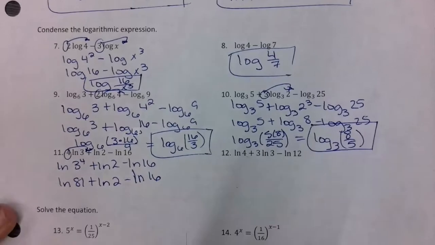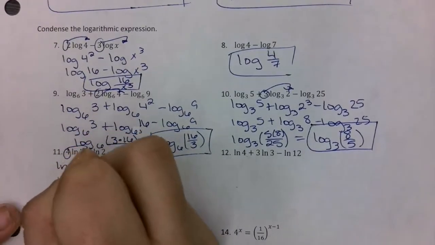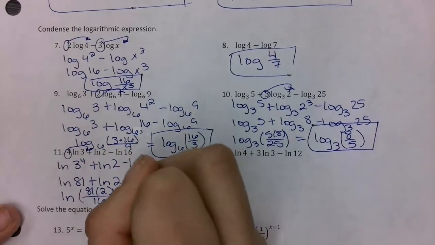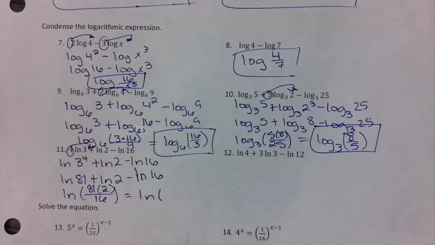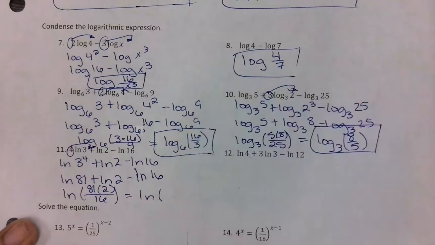Then I want to rewrite. So I have ln 81 times 2 divided by 16. The ln stays the same, and then I type this into my calculator. I get 81 over 8.